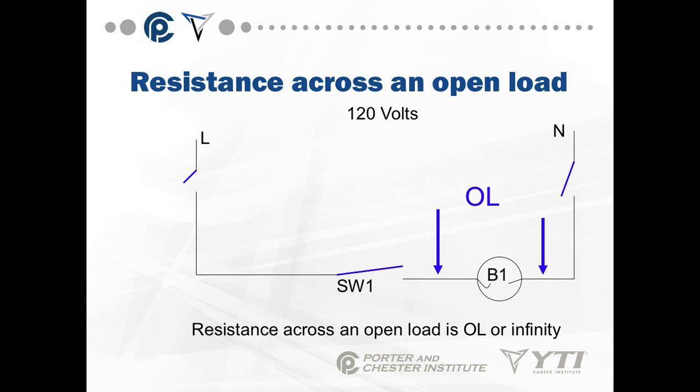Resistance across an open load, in other words, something that has an open winding or has gone bad, is OL or infinity, because it shows just like the open switch. It's a break in the circuit.